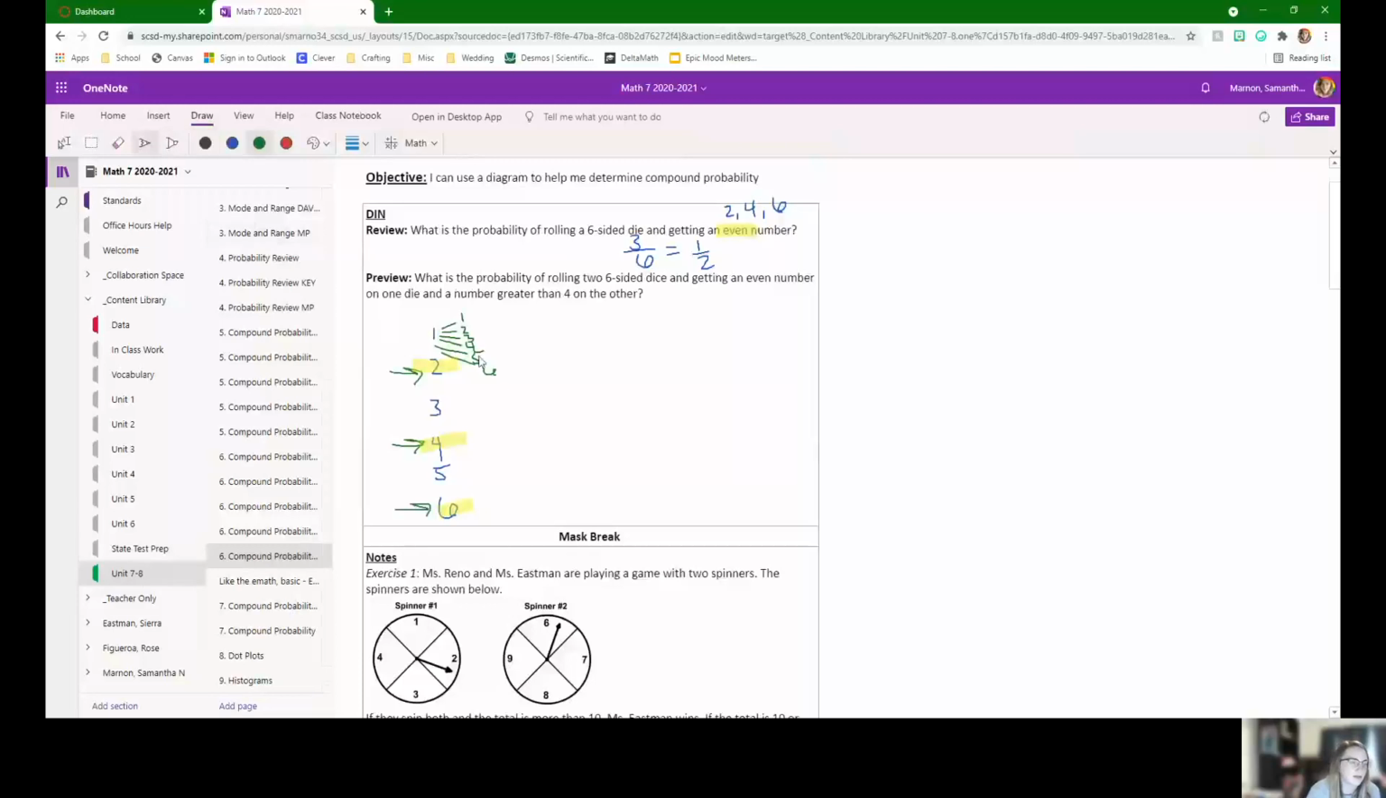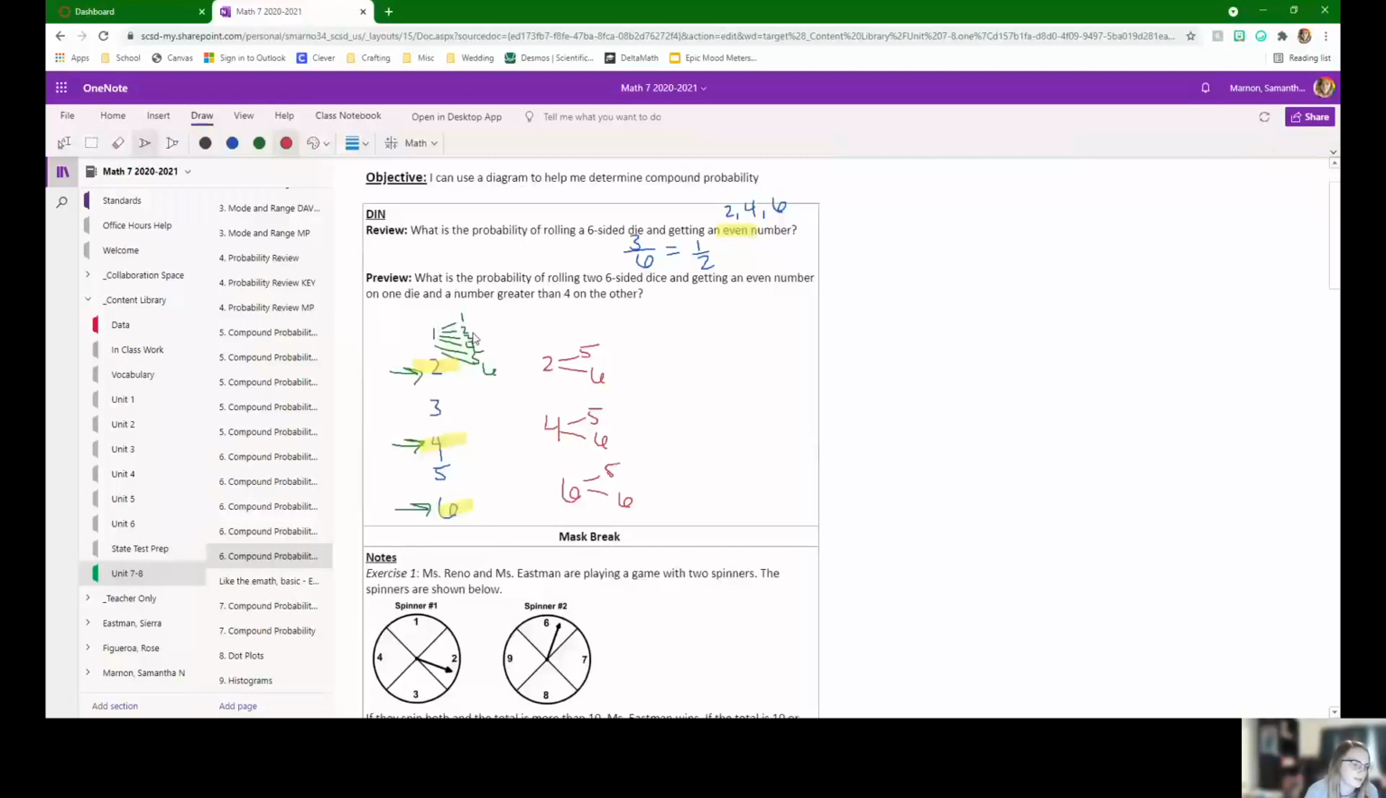Maybe you're starting to see that these all have 1, 2, 3, 4, 5, 6, but the only ones I'm interested in are greater than 4, not even 4. So if I rolled a 2, it would have to be a 2 with a 5 and then a 6, or I could get a 4 with a 5 and a 6, or I could get a 6 with a 5 and a 6.